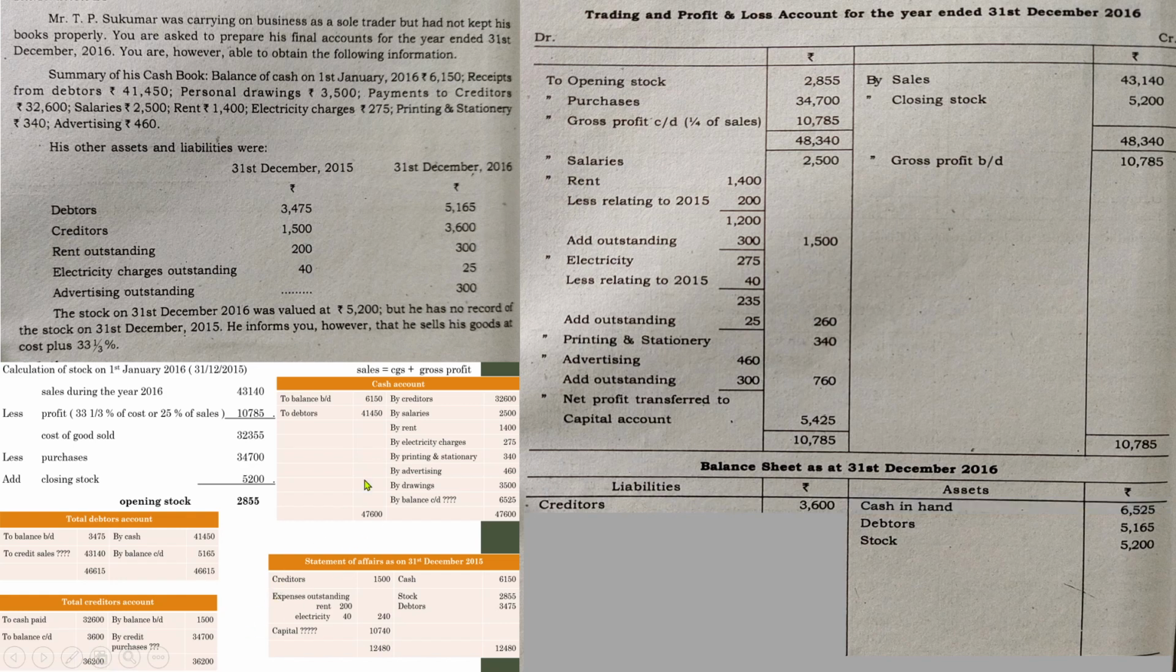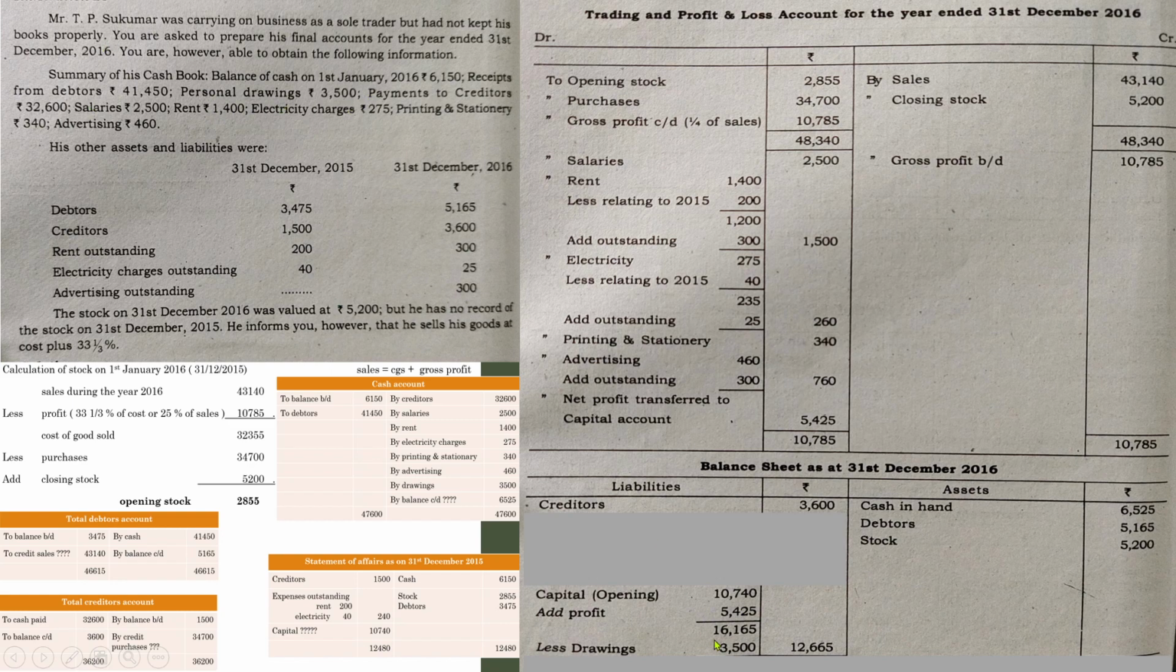After that, we prepare the cash account, cash closing balance 6525. It is not there in the question. We have computed it in this case. After that, we prepare the statement of affairs to find out opening capital. Here, for writing down the actual value of capital at the end of the period, there is a certain format followed. I believe you all know the format for finding out the actual capital at the end of the period. So opening capital given 10,740, add net profit 5425, less drawings during the year.